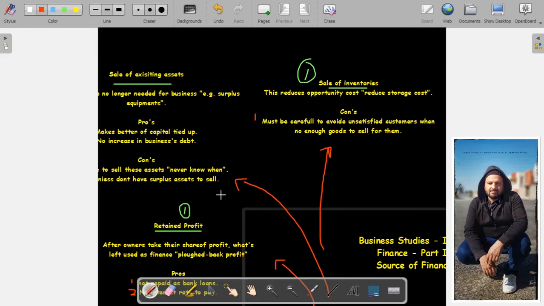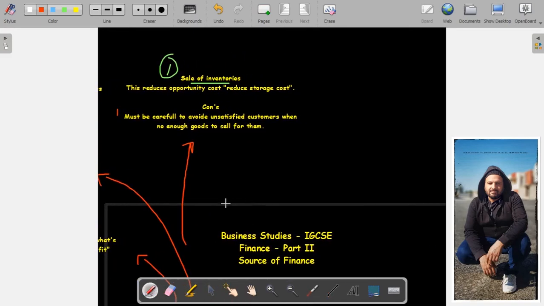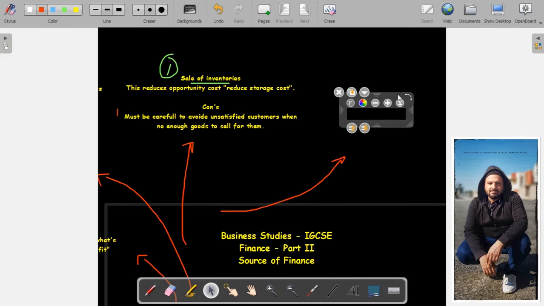Let's talk about the other way of internal finance. We're going to go to another method, which is the owner's savings. This method is applied to sole traders and partnerships, not to limited and big companies. If you remember when we were talking about the forms of firms, owners' savings. In this method, we're talking about the sole trader or partnership.